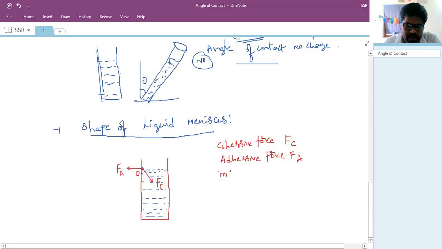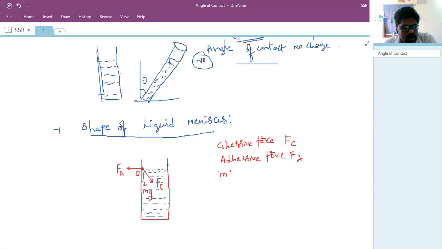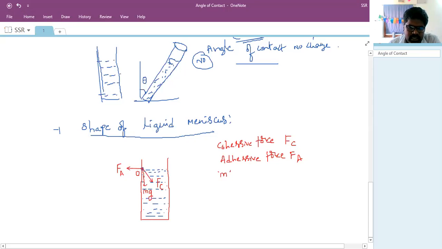From the point O, what is the next force? mg. This is the mg for the liquid molecule. Are you clear? These are the total forces acting on the liquid molecule which is in contact at point O. So then this angle, what is this angle? Fc. For water inside the tumbler, the maximum angle is 45 degrees. This angle theta is 45 degrees.